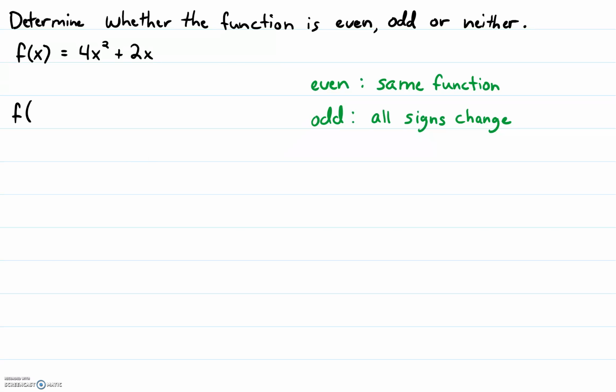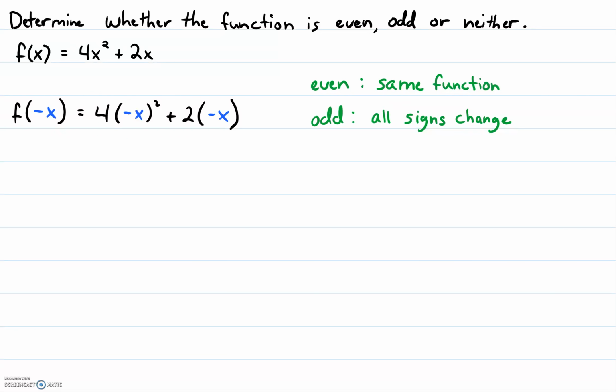So that's just putting a negative x in the place of x everywhere you have an x in the original function. So instead of 4x squared, we're going to have 4 parentheses negative x squared. And instead of plus 2x, we're going to have plus 2 multiplied by negative x. And now we want to simplify this however we can. Keep in mind you always want to put the negative x in parentheses because if there are exponents, that needs to be applied to the negative as well as to the x.